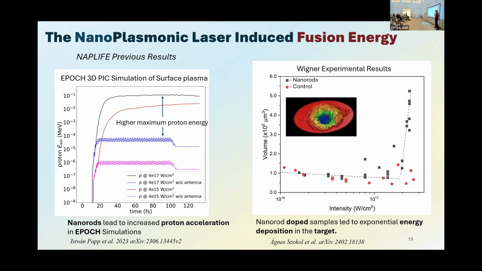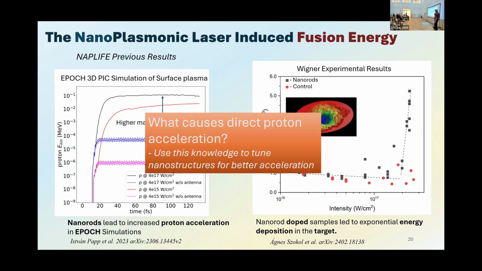So this is actually the control here, where there are no nanorods present in the target that we're shooting with the laser. The volume of the crater doesn't change with intensity. When we include these resonant nanorods in the target, it starts to blow up as a function of intensity. So why is this happening? These are all indications that the nanorods are causing a huge effect in the energy deposition in the laser target.